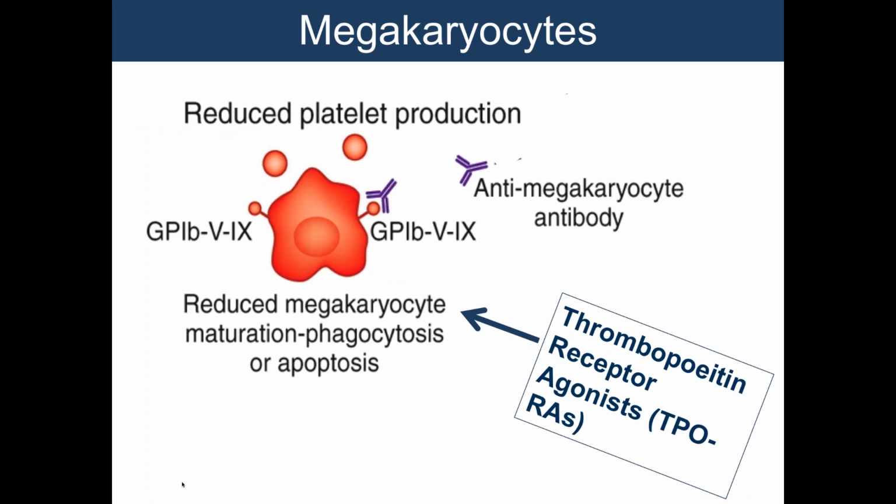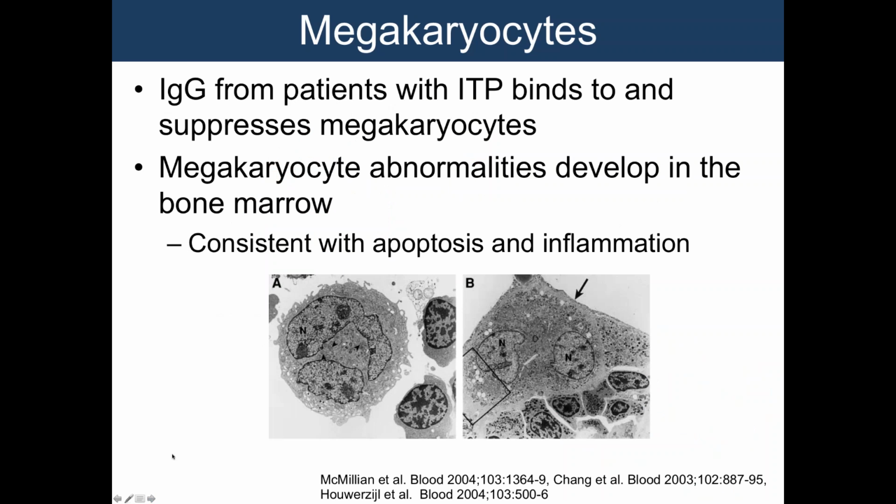So now for what's new, and this is focused around the notion that we've learned that these antibodies interact with glycoproteins on the megakaryocyte surface. What was shown was that IgG from patients with ITP can bind to and suppress megakaryocytes. And actually, they induce abnormalities in the bone marrow that are consistent with apoptosis and inflammation. So the thought process was perhaps if we could stimulate the megakaryocytes using TPO, the endogenous stimulator of platelet production, maybe we could overcome this.